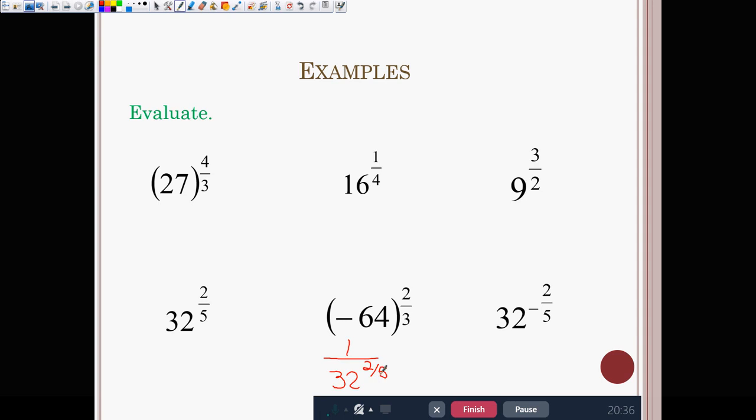Okay, so now if I write 32 to the 2/5 as a root, what is my exponent? 2. And what is my index? 5. Okay, what is the 5th root of 32? 2. So then that's 2 to the 2nd, which, what is 2 squared? 4. So this becomes 1/4.